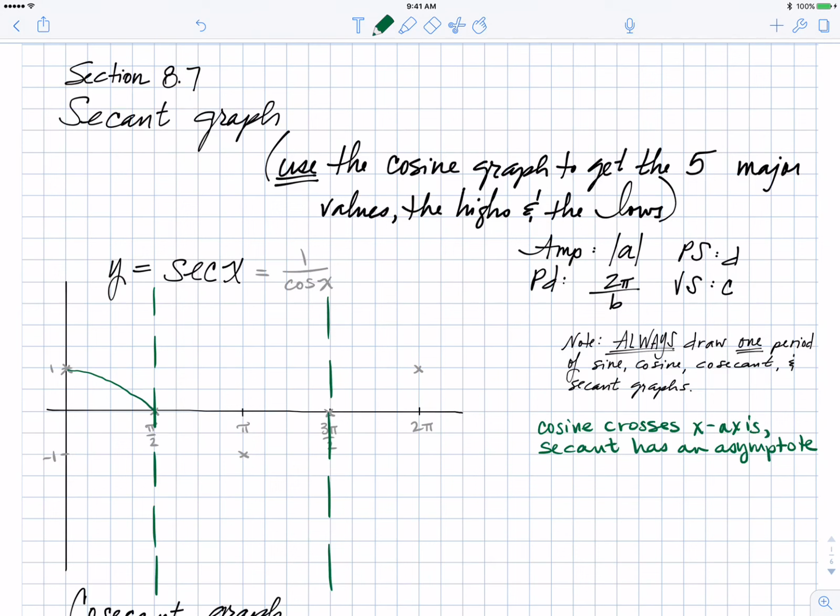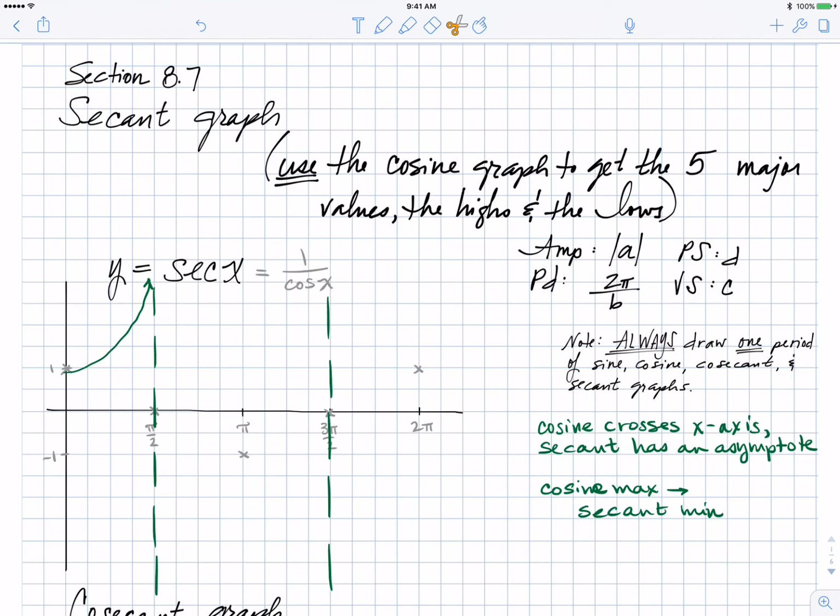So let me erase that part of the cosine. My secant graph is going to be going up from that cosine max. An asymptote is something you're always getting closer and closer to, but you never actually reach it. So here I can see that my cosine max became my secant min. The cosine max became my secant min.